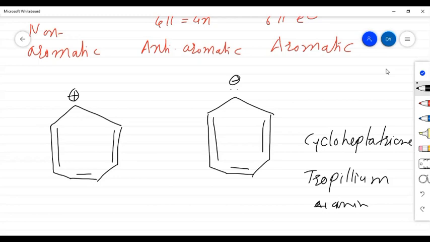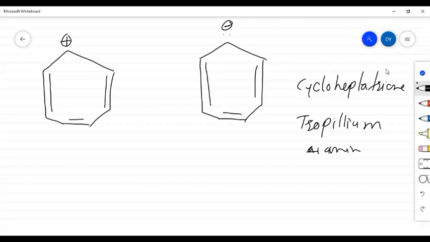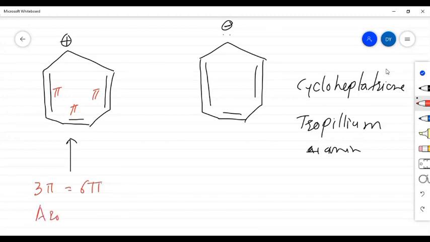Now, this first compound, can you tell me if it is aromatic or anti-aromatic? Due to this positive charge and negative charge, this compound contains a conjugated system of double bonds. So these two compounds follow the first three criteria: cyclic, planar system as well as a conjugated system of double bonds. We just count the pi bonds or pi electrons. Here three pi bonds. Three pi bonds means it contains six pi electrons, meaning it follows Huckel's rule of aromaticity. And that's why it is aromatic in nature.